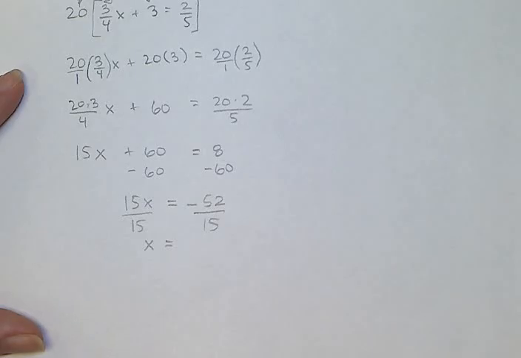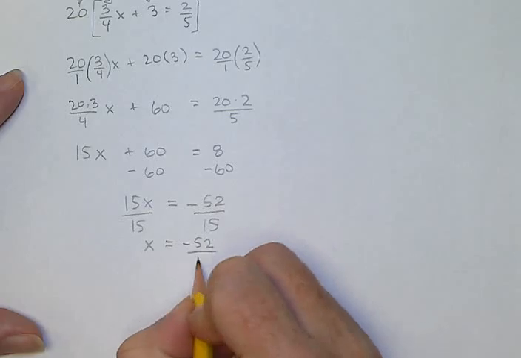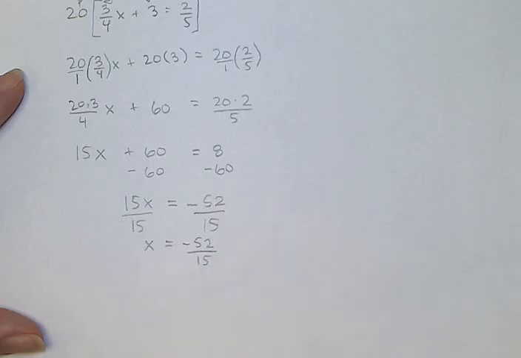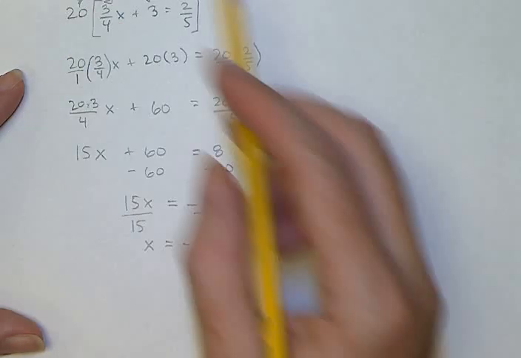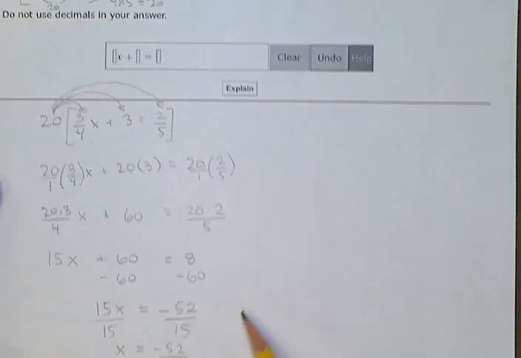I'm trying to think if that can simplify any more. 52 can be divided by 2, but 15 can't. Can 52 be divided by 3? No. I think that might be as simplified as I can get it, so I'm just going to leave it as negative 52 over 15. So when it says do not use decimals, up here it said don't use decimals in your answer. I'm going to leave it as a fraction down here, a big fraction.